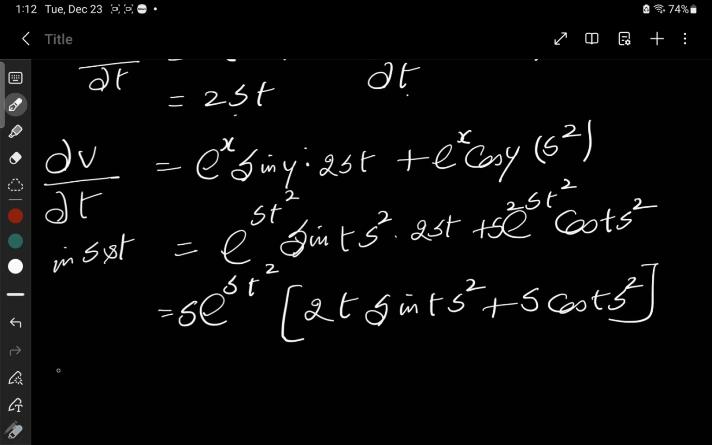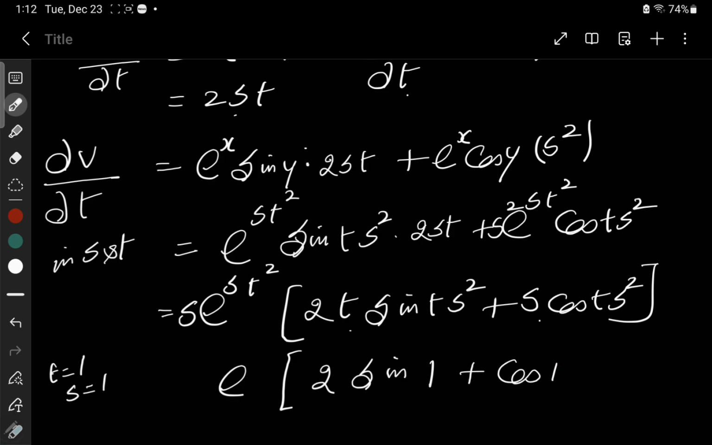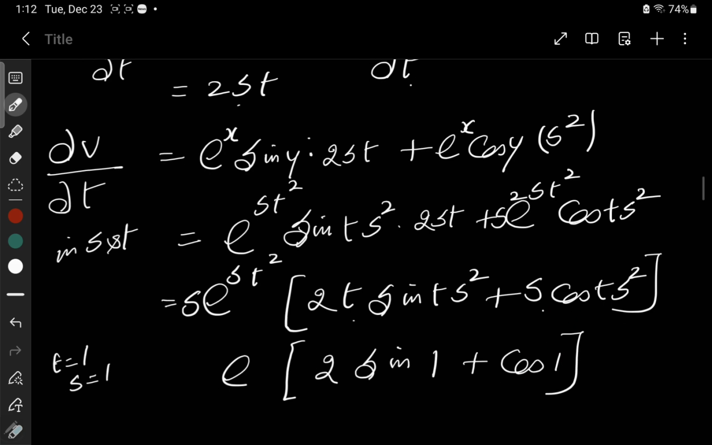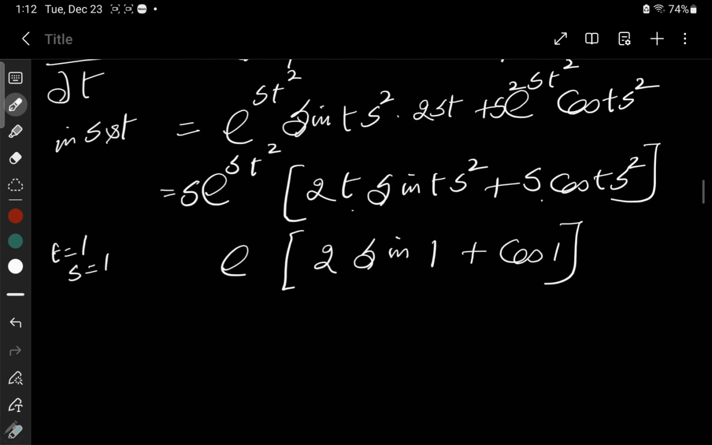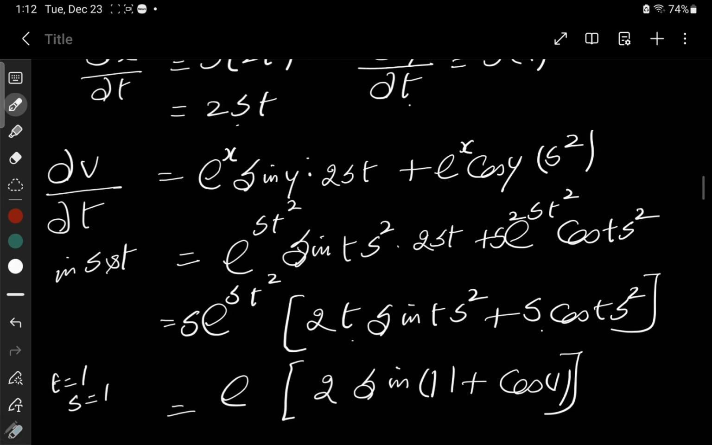So now replace t as 1, s as 1. So you get e, 2 times sin 1 plus cos 1. So e into (2 sin 1 plus cos 1). Yes, you can give the bracket here also. This is the answer. That's all. Thank you.